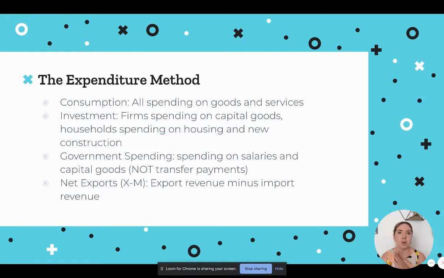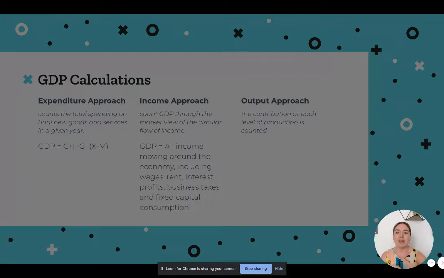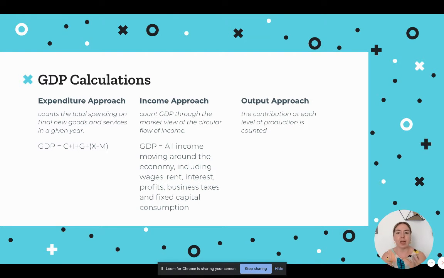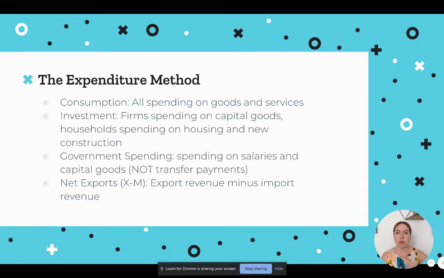Now, I know it's annoying having it being X minus M, but I was already taken and E gets used for so many other things in economics. I assume they thought it was not appropriate. So just remembering that that calculation is GDP equals C plus I plus G plus X minus M. All right? Okay.